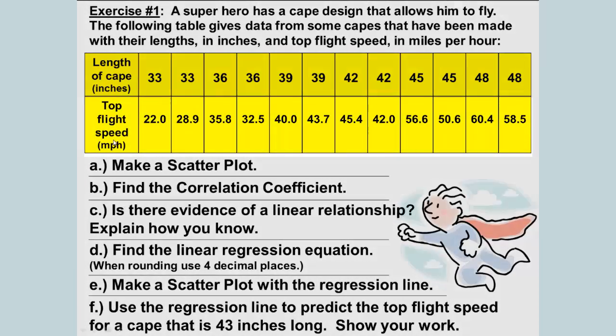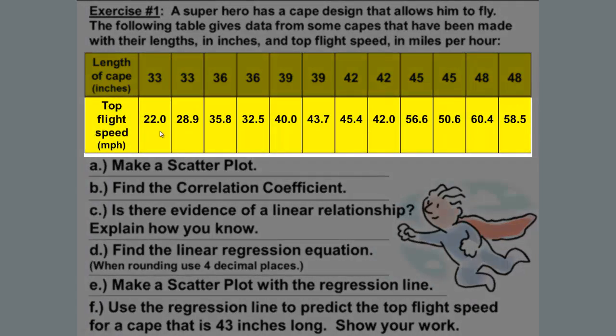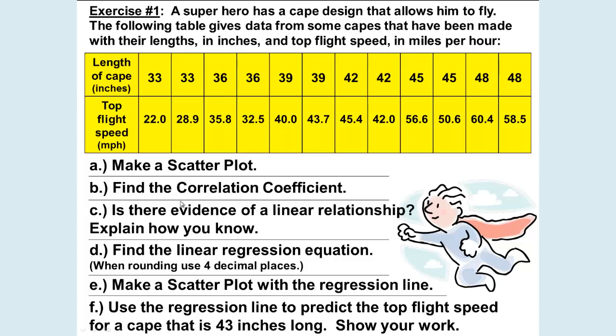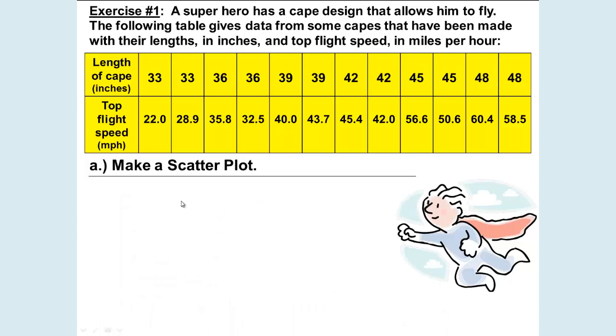The top flight speeds in miles per hour are 22, 28.9, 35.8, 32.5, 40, 43.7, 45.4, 42.0, 56.6, 50.6, 60.4, 58.5.